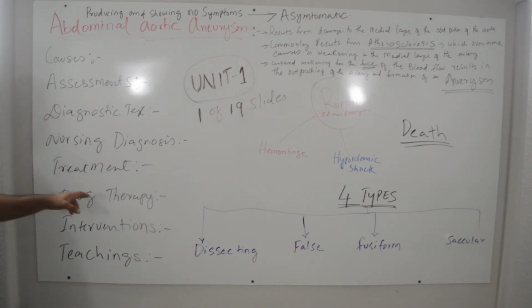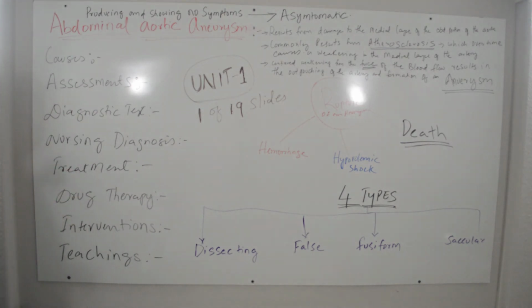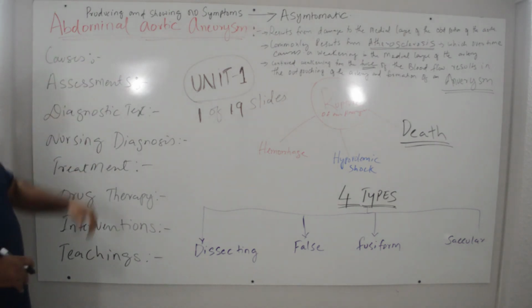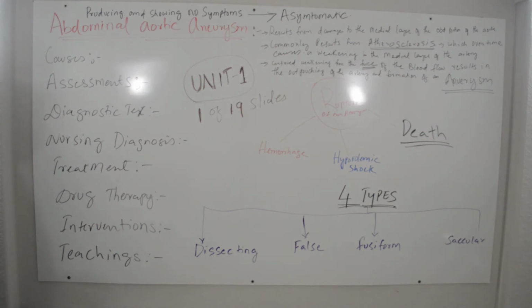Okay? I told you earlier that some of the patients that I have seen that have abdominal aortic aneurysm also have hypertension. So usually antihypertensive medications are also given: prazosin, nitroprusside, and nitroglycerin. And some of the other drugs that are given are beta adrenergic blockers, propranolol and metoprolol. Okay, that is the drug therapy.